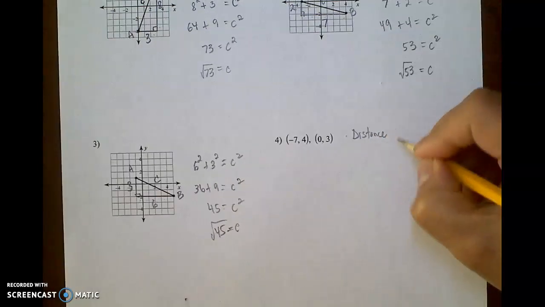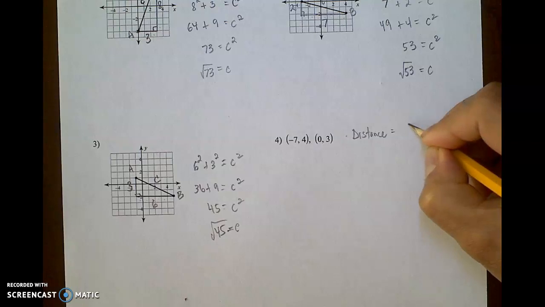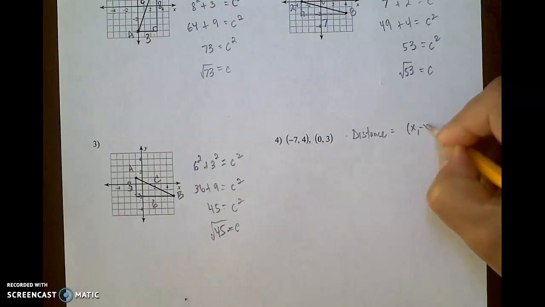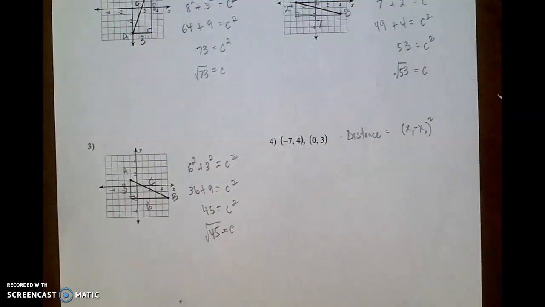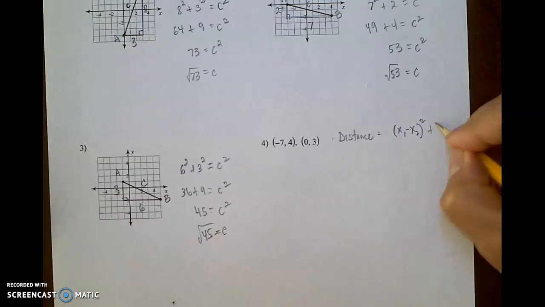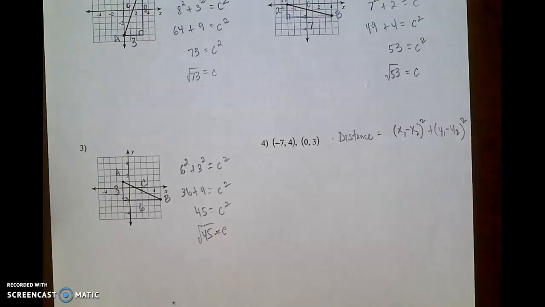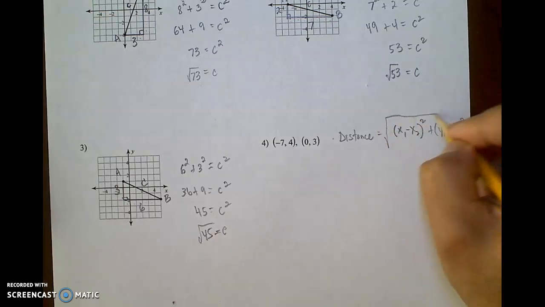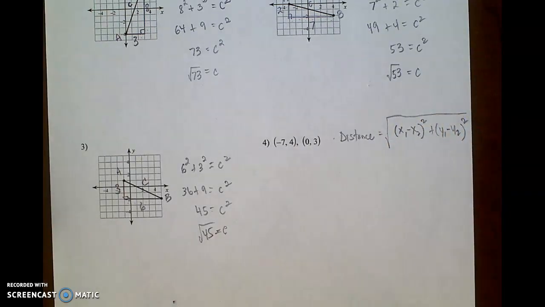This is the formula. You're going to take x1 minus x2, square it, plus y1 minus y2 squared. And all of that is underneath one big giant square root.